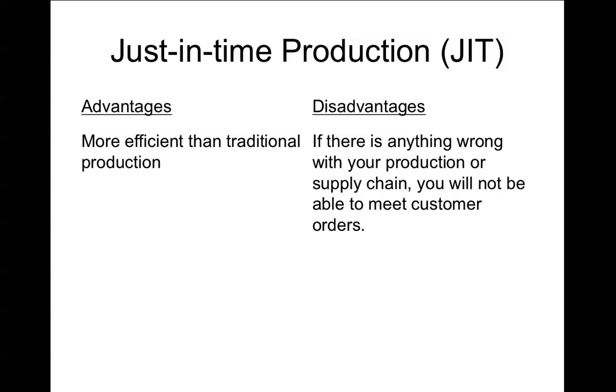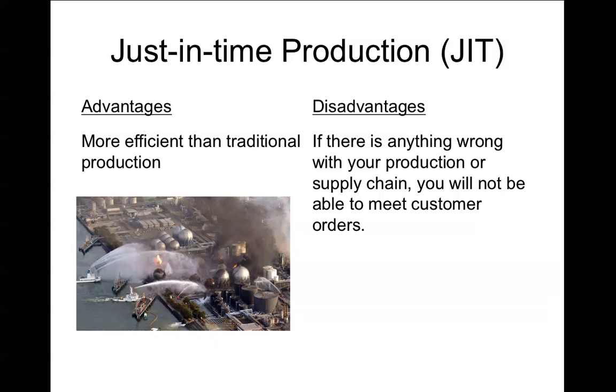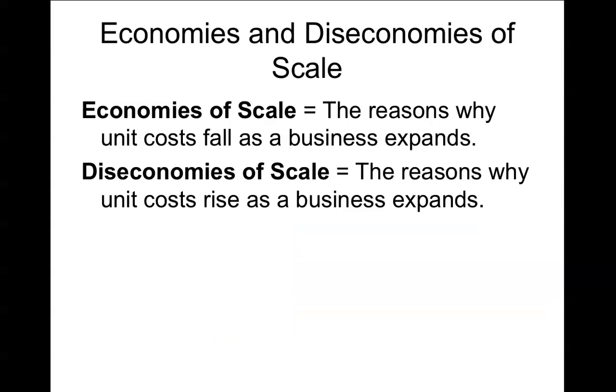But obviously the disadvantage is that if anything goes wrong in the production supply chain, you will not be able to meet your customer needs. Now, this is actually quite relevant with the Fukushima disaster because so many Japanese businesses use this type of production that when they shut down all the railroads and roads in Japan, it meant that a lot of businesses couldn't get their supplies to their customers, and a lot of businesses were out of luck, so to say.